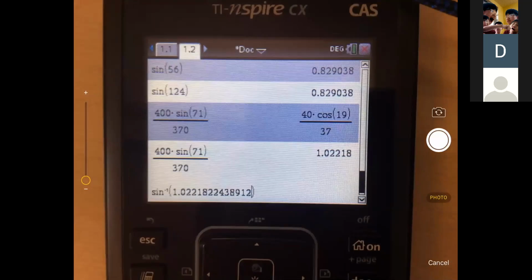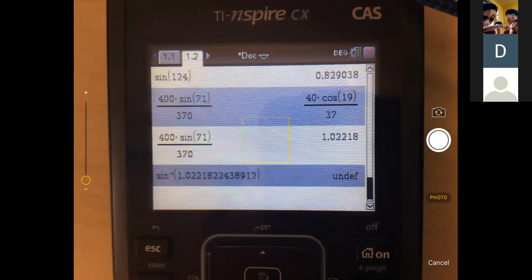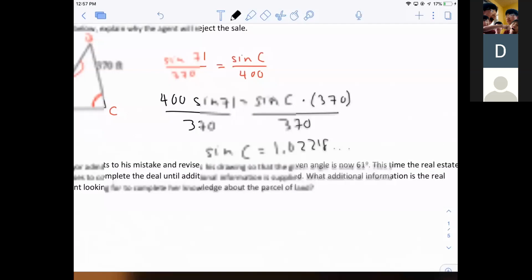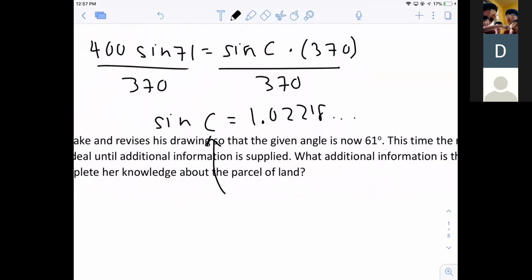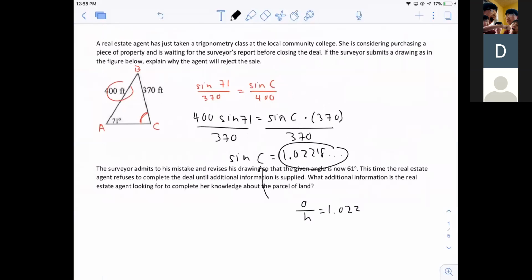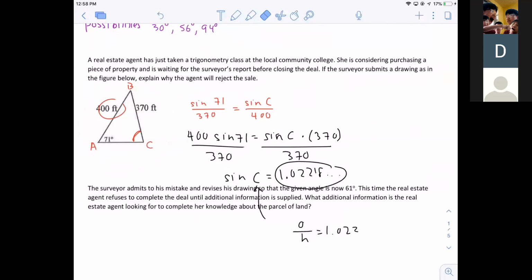So can anyone see what the problem is going to be? We did this once before. When we hit enter, bam, it's undefined. Because if you remember, the ratio of opposite to hypotenuse can never be more than 1. And what we're asking here is, what angle gives us a ratio of 1.022? We are saying the opposite side has to be longer than the hypotenuse, right? O over H is equal to 1.02. This is more than 1. That is impossible. That means this plan that the surveyor gave us is an impossible plan. It cannot be done.